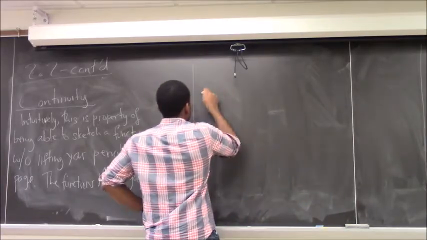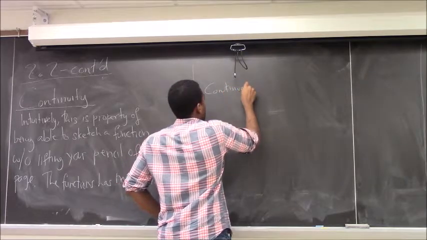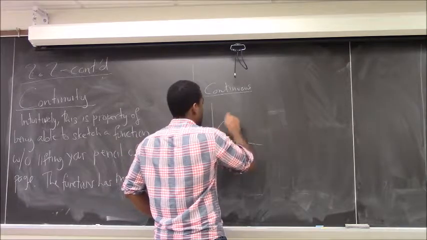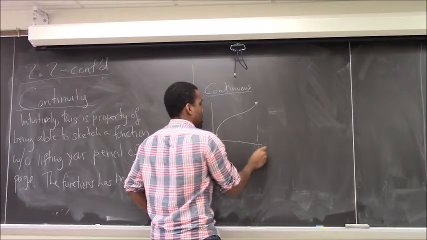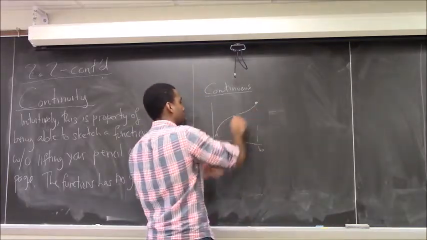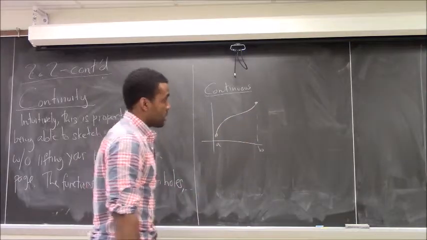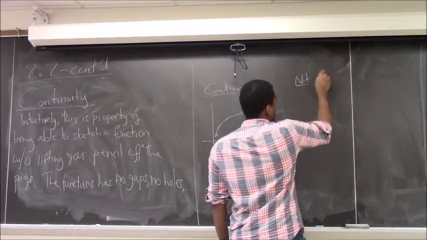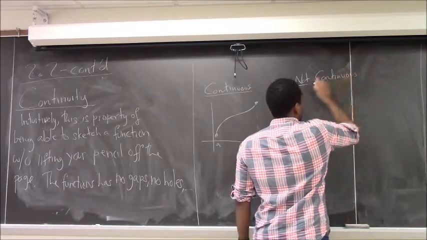Continuous functions might look like functions you've seen before. So, for example, that guy is a continuous function between A and B, because it keeps moving. I didn't have to lift the chalk off the board to actually finish drawing that function, so that's an example of a continuous function. Whereas something that's not continuous can be not continuous in various ways, right?